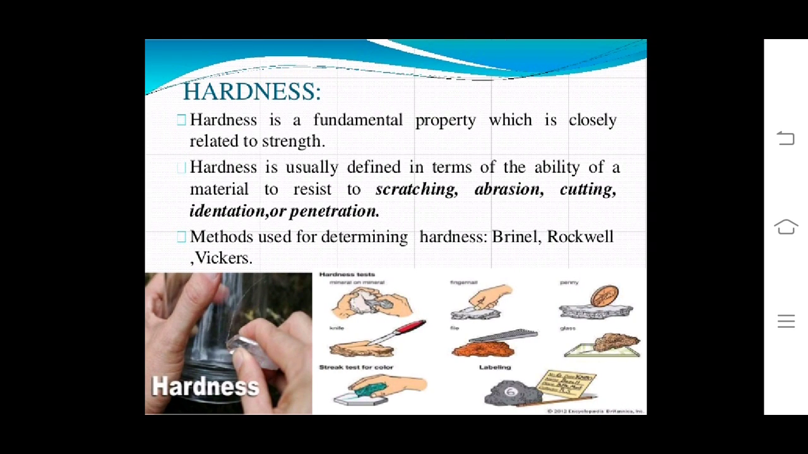The next property is hardness. Hardness is a fundamental property which is closely related to strength. Hardness is usually defined in terms of the ability of a material to resist scratching, abrasion, cutting, indentation or penetration. Methods used for determining hardness are Brinell, Rockwell and Vickers.